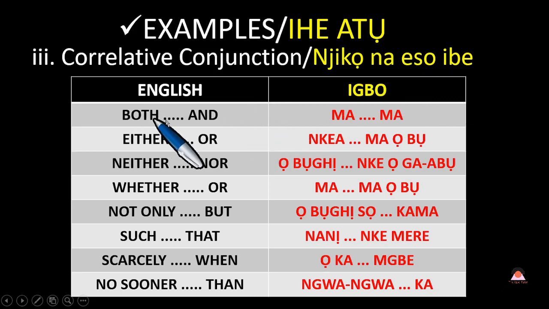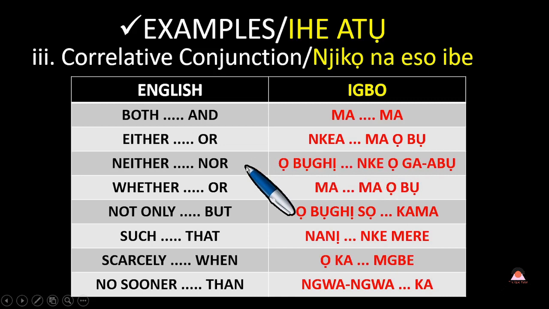So we have both and, either or, neither nor, whether or, not only but, such that, scarcely when, no sooner than. Let's look at the Igbo versions. Both and, we have ma. You say, why are they alike? You will understand when we apply them in a sentence. You will see why they are like that. Then we go to either or. Igbo version is nke maọbụ.